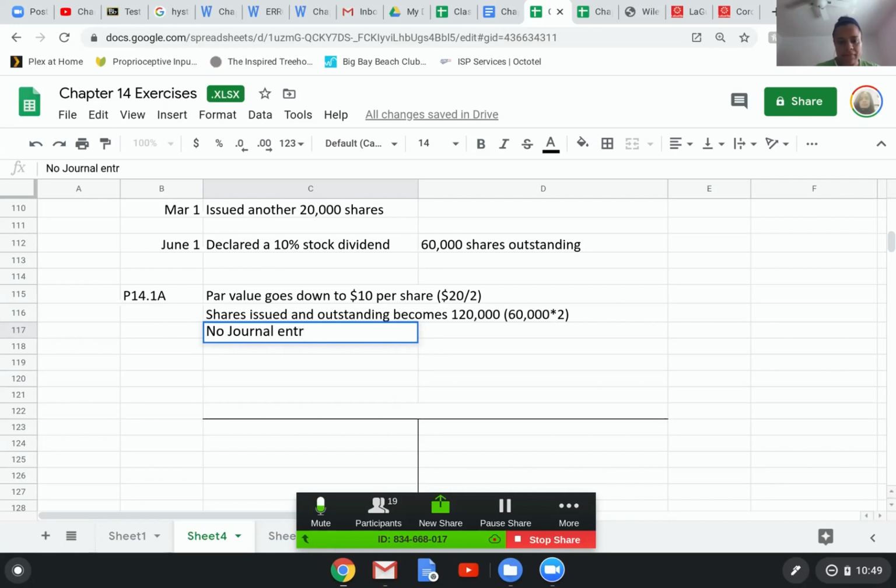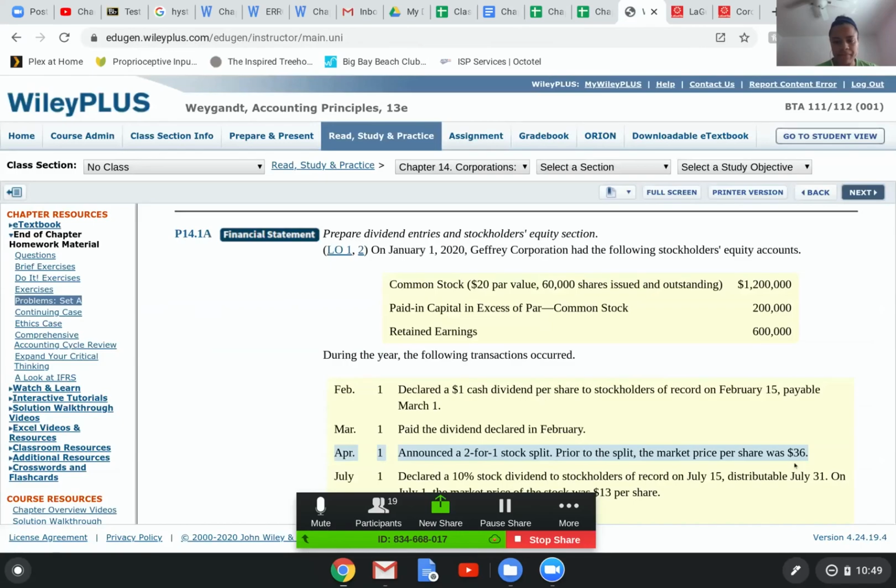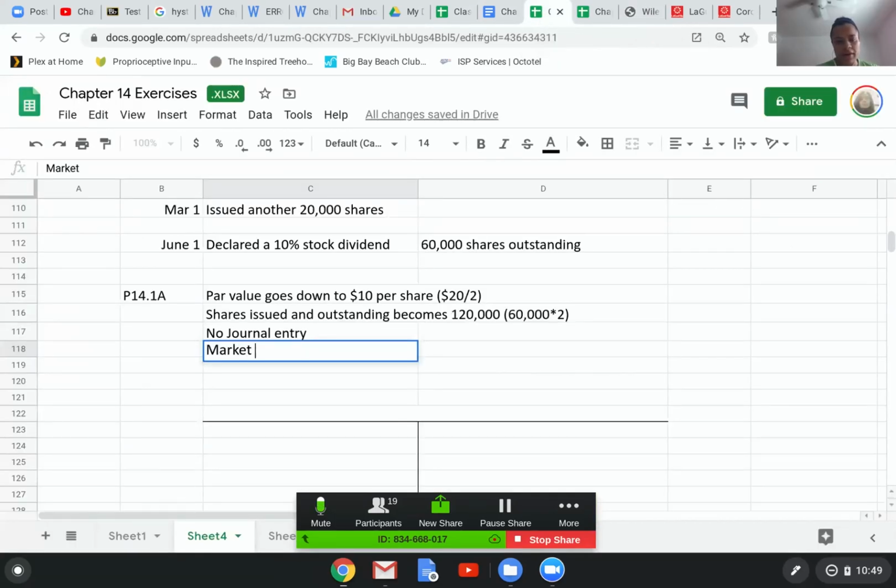And there's one more thing. What happens to the market price? The market price that was $36. It goes down. So the market price also has to halve, right? Market price goes down to $18 per share. So it's $36 divided by 2.